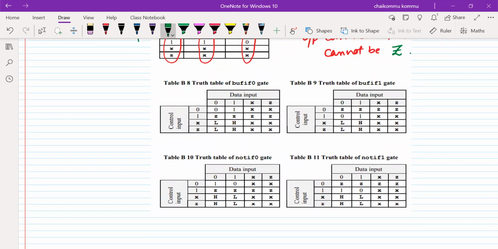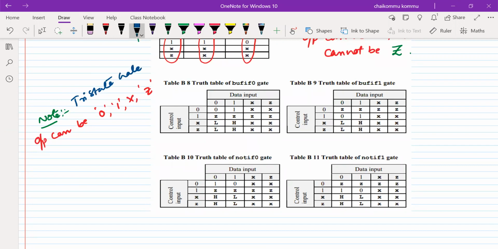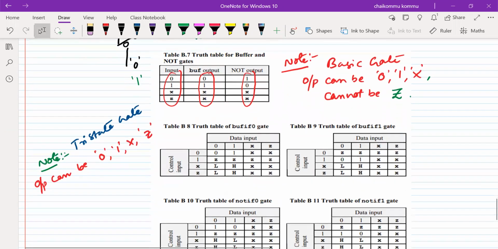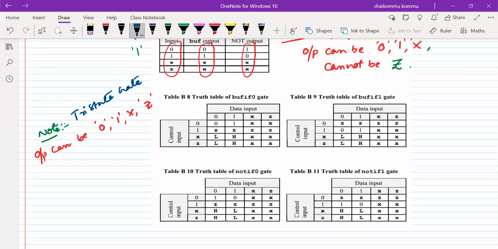The output for the tri-state gates, you note that the output can be logic 0, logic 1, logic X, logic Z also. Please remember. So for the tri-state gates, not buffers, tri-state gates we can call it, unlike the basic gates. Don't forget this point, okay?